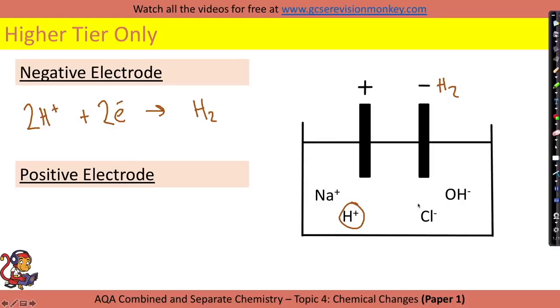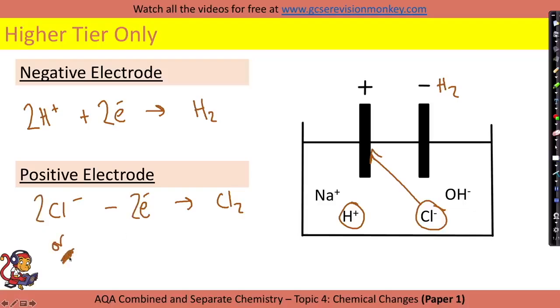At the positive electrode, we said that chlorine, because that's group 7, will go there. So there's a couple of ways round you can write this. You can write it as chloride ions lose electrons and turn into chlorine, all balanced up, two of those. Or you may well see in the exam, or you can write it as if you prefer, that chloride ions turn into chlorine and give away 2 electrons. So either way round is completely acceptable.